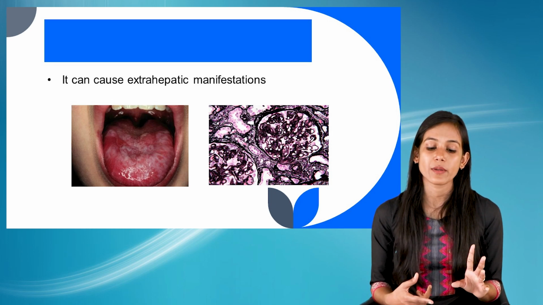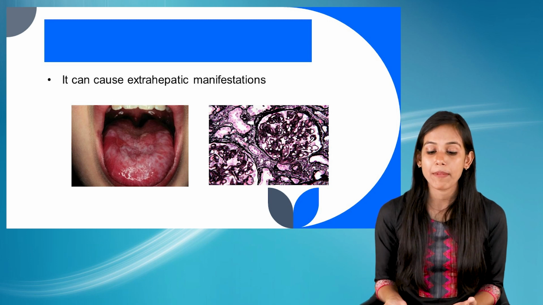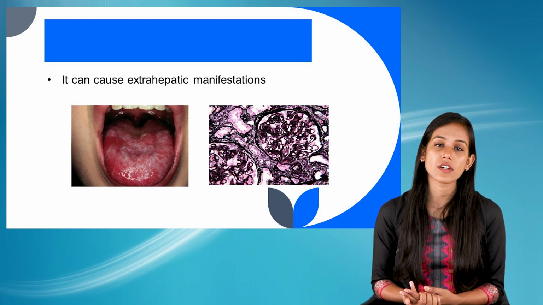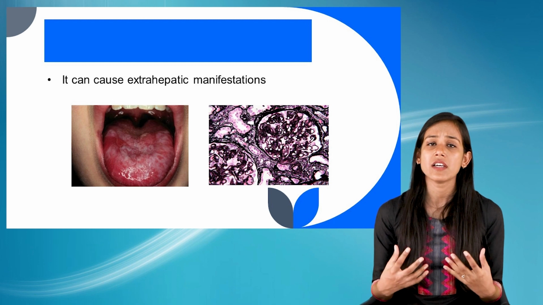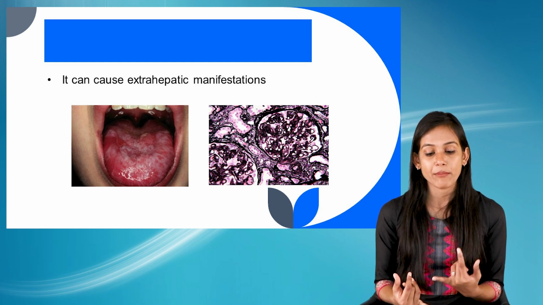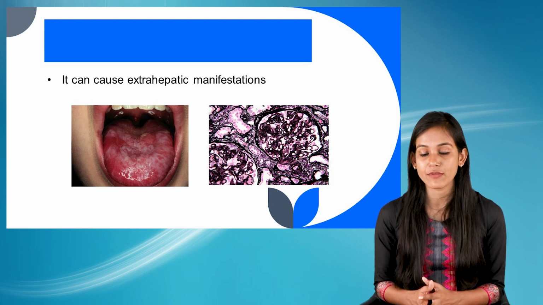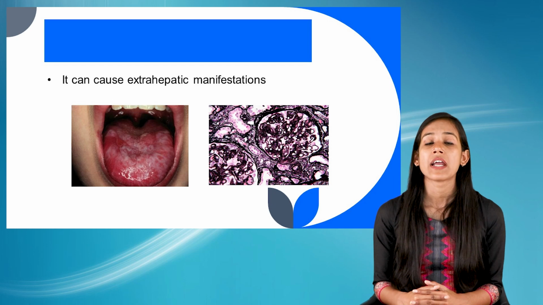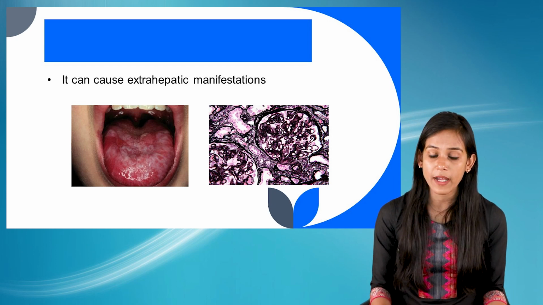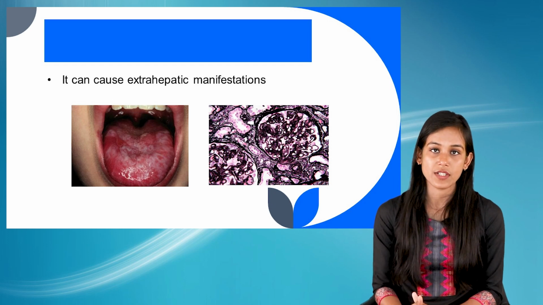There might be hematologic manifestations, so the child will have aplastic anemia. There might also be renal involvement, for which we can see membranous glomerulonephritis or membranoproliferative glomerulonephritis. Also, there could be vascular manifestations, in which case we can see polyarteritis nodosa.